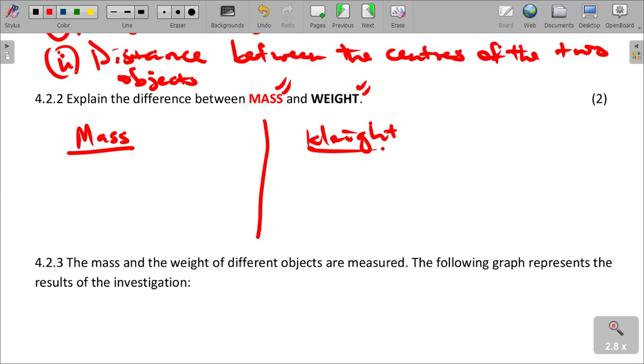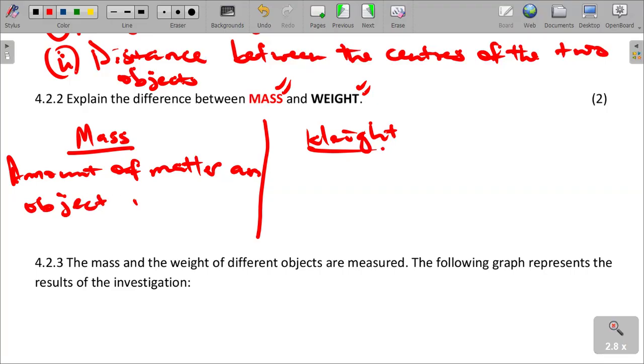So what we are saying is that mass, like I said, is the amount of matter an object is made of. Amount of matter, which is material, an object is made of. That is mass. How much is it there that is making up an object? We call that mass.